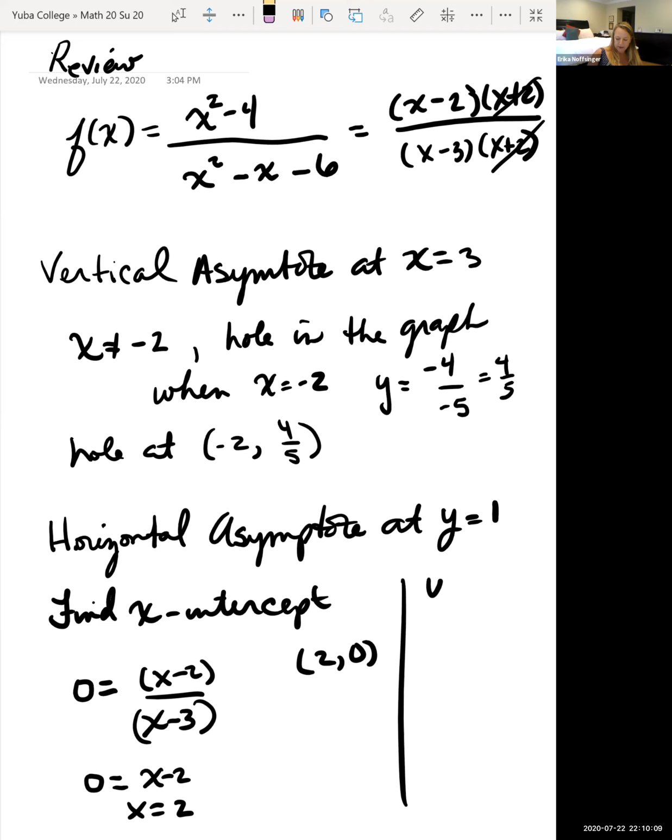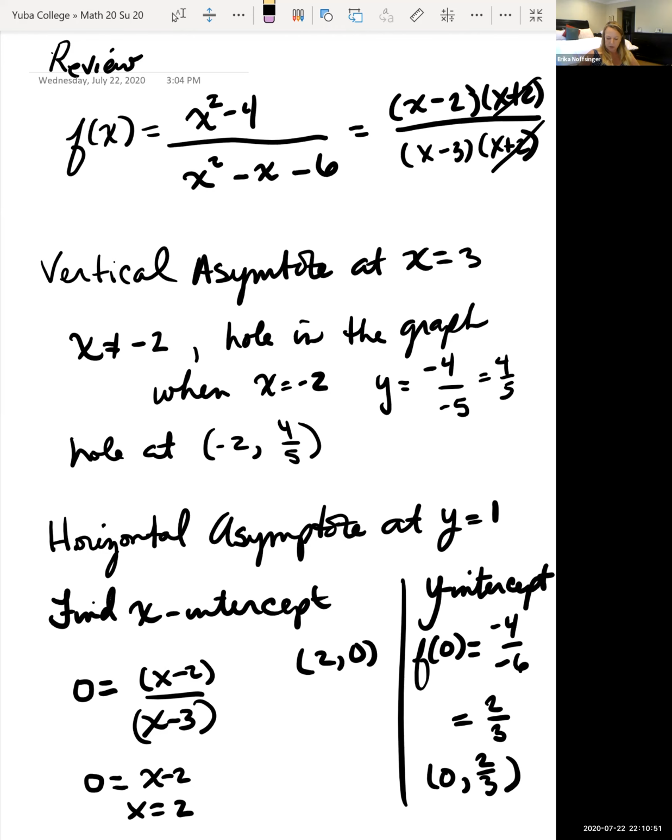Our y-intercept occurs when x equals 0. So if we look at f of 0, we plug in 0 wherever we see an x, we get negative 4 all over 0 minus 0 minus 6. This reduces, and two negatives make a positive when dividing, and so 2 goes into 4 twice, 2 goes into 6 3 times, so that reduces to 2/3. So we have a point at (0, 2/3) for our y-intercept.